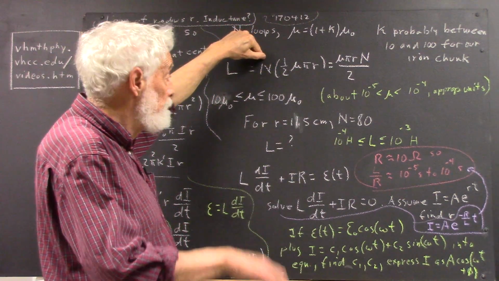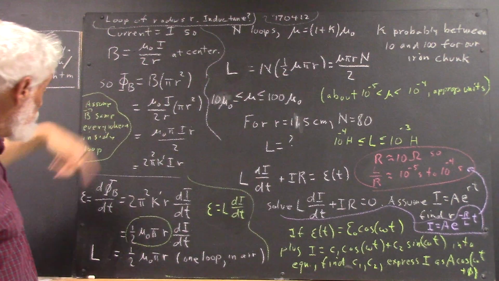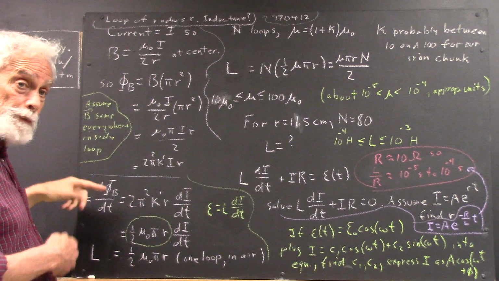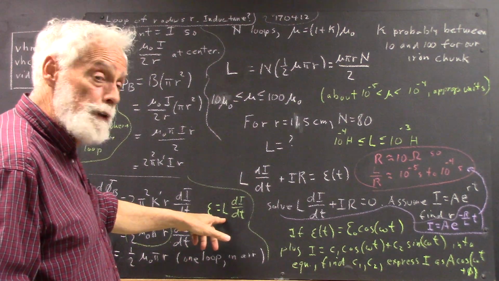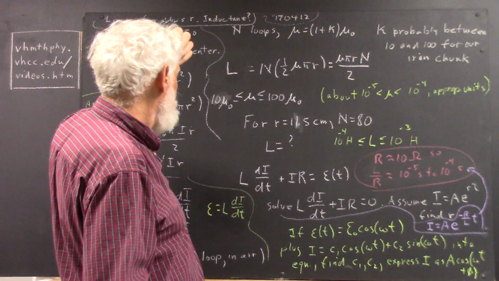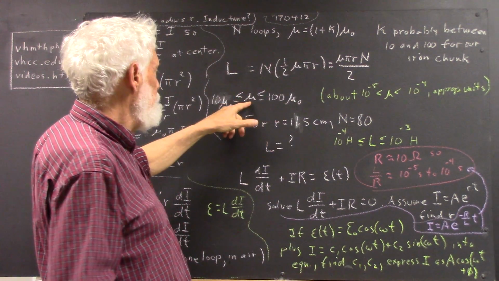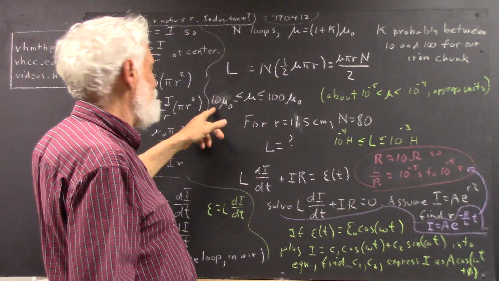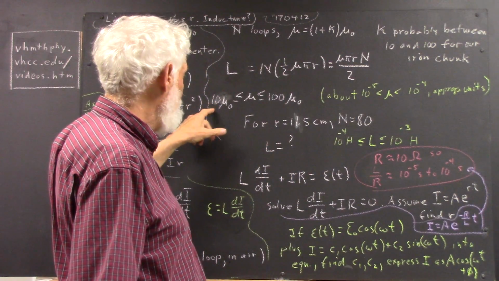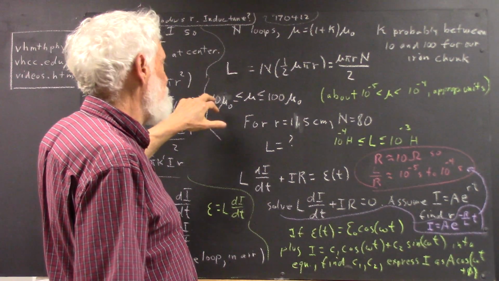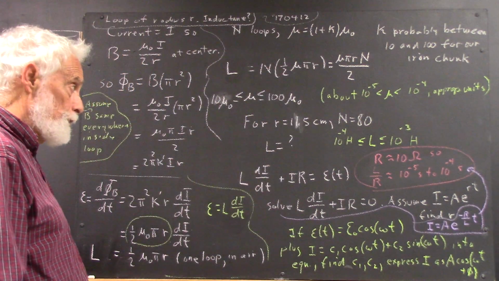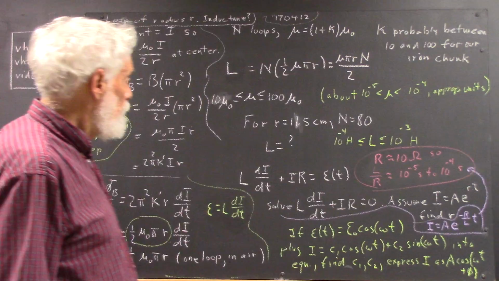N is the number of loops, because every loop contributes separately, individually, to the flux, which then contributes individually to the inductance. And we note that mu is basically, strictly speaking, if kappa is between 10 and 100, mu is between 11 and 101, but I say it's between 10 and 100. I'm pretty sure it's still in that range.